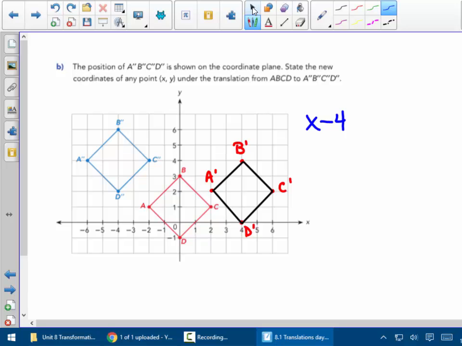And my y values went from 1 to 4, so y plus 3. Well, that's the A. Let's just be sure. I'm going to try B. 0 take away 4 would be negative 4, and 3 plus 3 would be 6. So yes, any point under the same translation, the same slide, 4 left and 3 up, would be an x minus 4, y plus 3 movement.